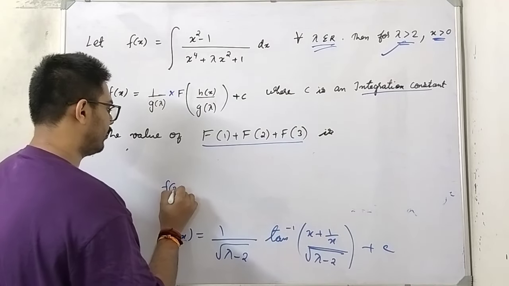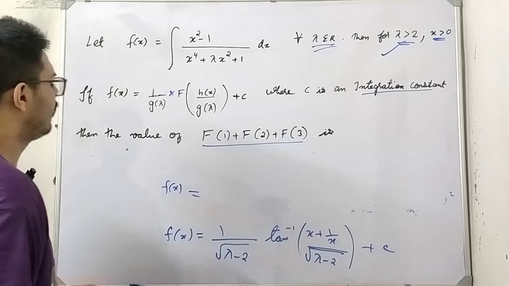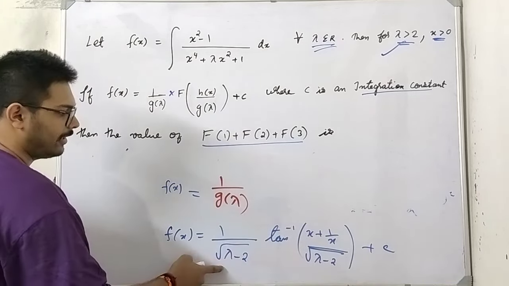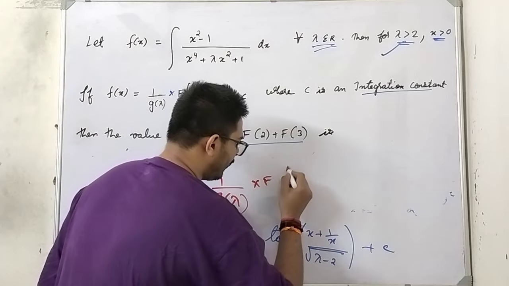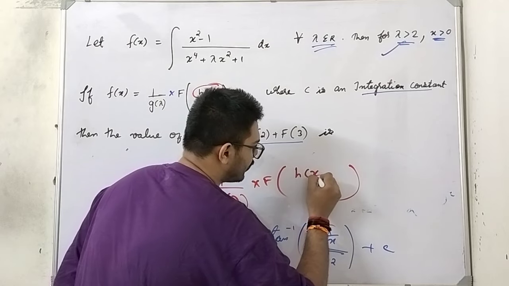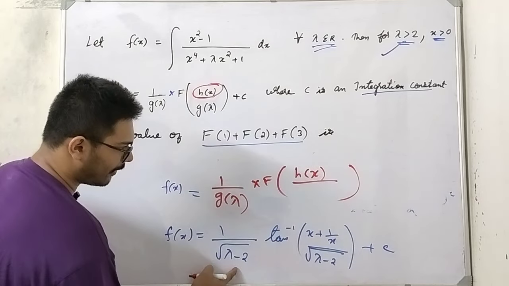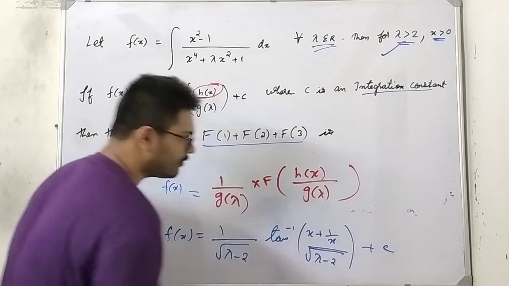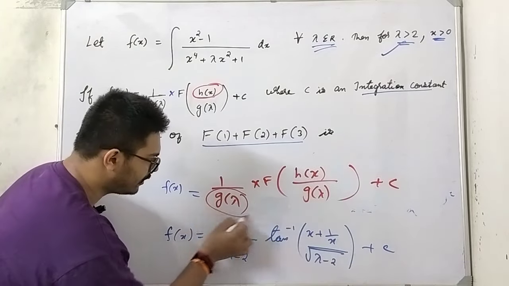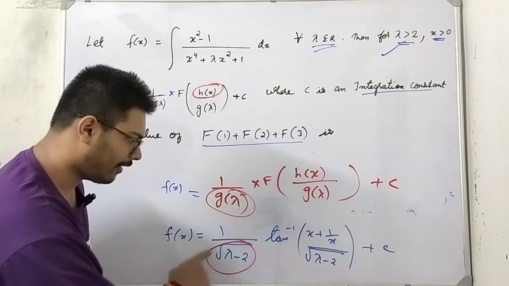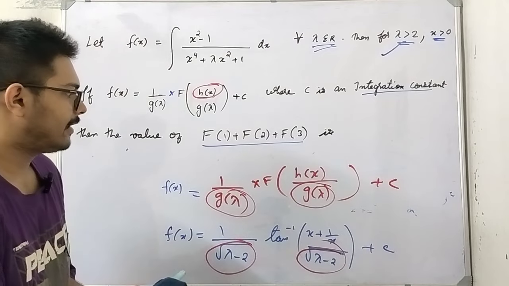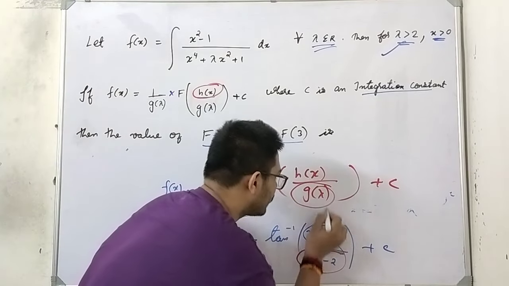We have f of x equal to 1 by g of lambda, a function in terms of lambda, into a capital function. Inside that function we have a function of x divided by the same g of lambda, plus constant of integration c. When you compare it, 1 by g of lambda equals 1 by root of lambda minus 2, so g of lambda equals root of lambda minus 2, and h of x is x plus 1 by x.